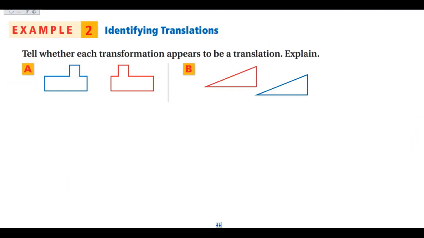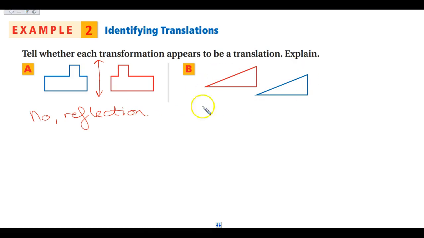Okay, example 2. We are going to look and determine whether or not each transformation appears to be a translation or not. So when we're looking at this, and I look to see from the blue to the red, did this just slide over? And hopefully you can see pretty clearly that no. If I were to draw the line down the middle, this is actually a reflection, which is what we talked about yesterday. So no, this is a reflection.